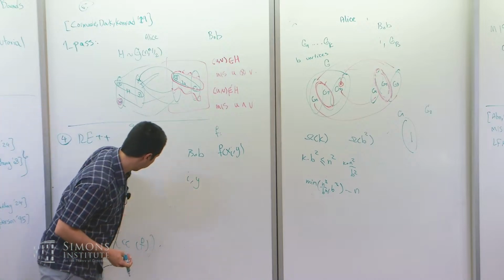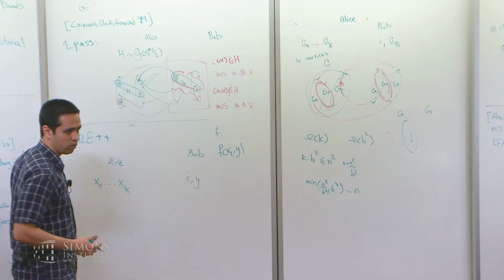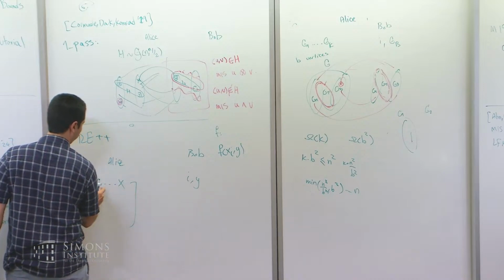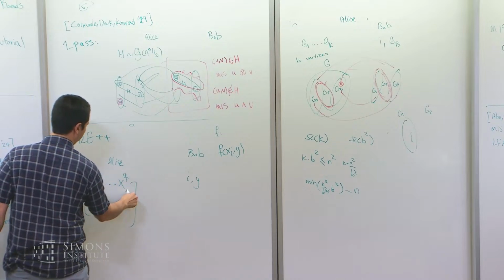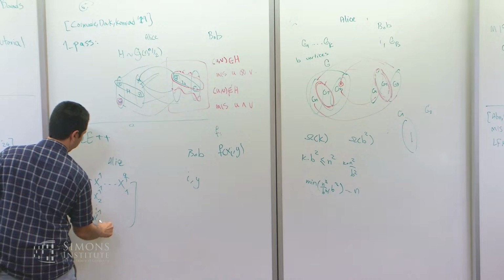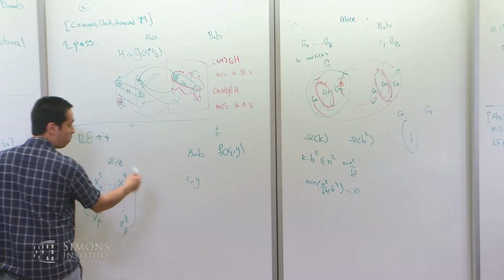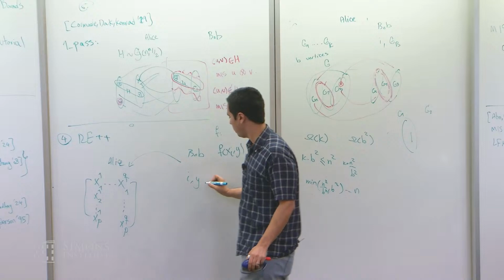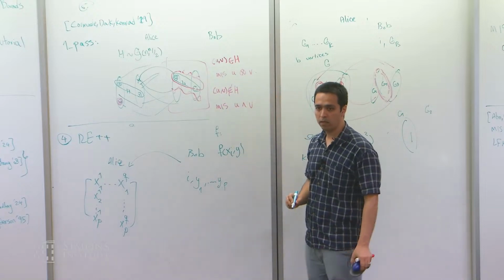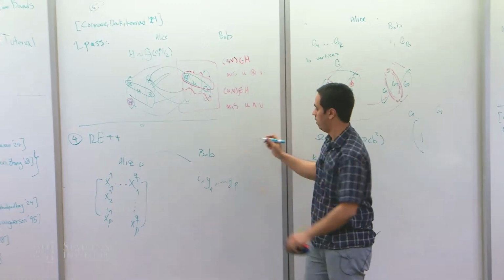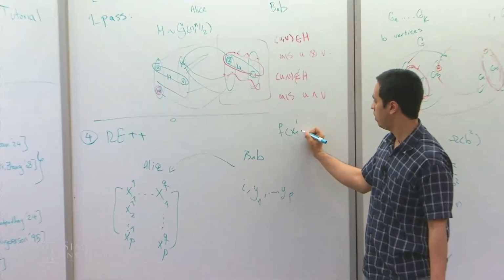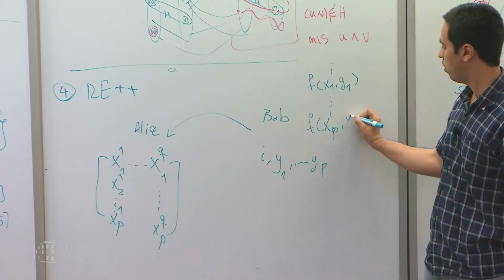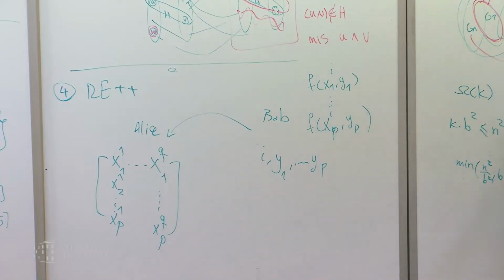So the change is this one. The first part is to change this round elimination and prove something stronger, in some sort of a matrix. I'm going to call this x1 to xq. I'm going to give lots of x's in the form of a matrix to Alice. Then Bob is going to pick a column, and he has y1 to yp. Bob's job is to solve f of x_{i1} y1 to f of x_{ip} yp.